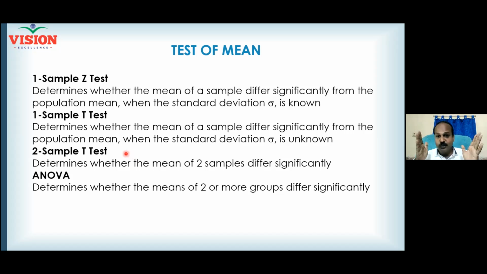You compare two groups, two samples, two suppliers, two machines, two companies, two different brands. These are all two-sample t-tests. The only thing is your data must be continuous data. Is it clear to all of you? Yes.